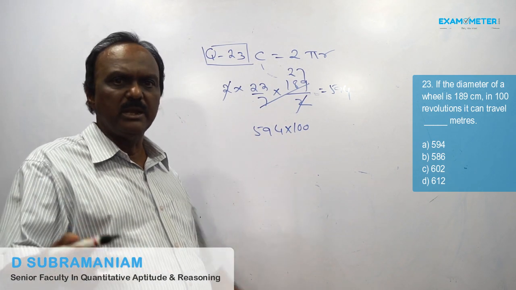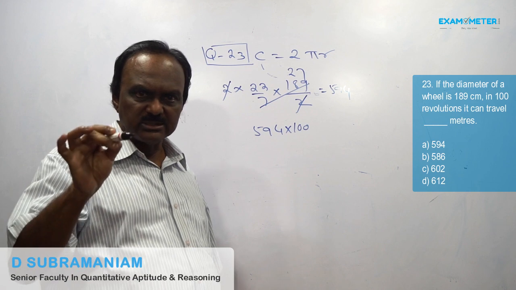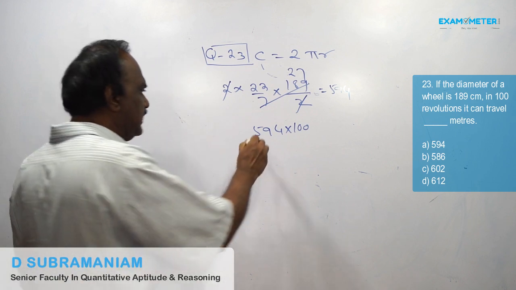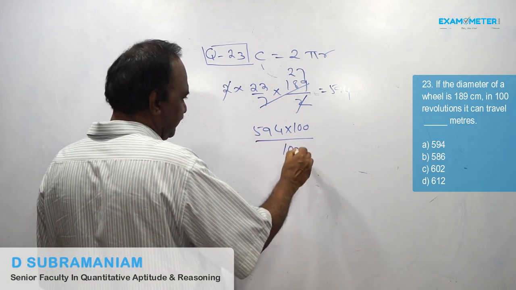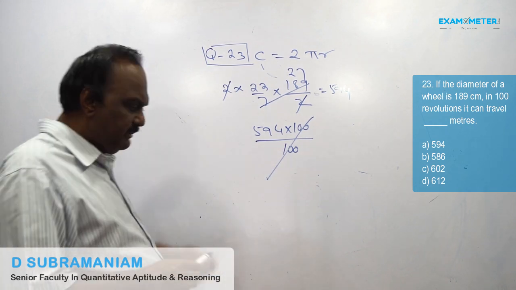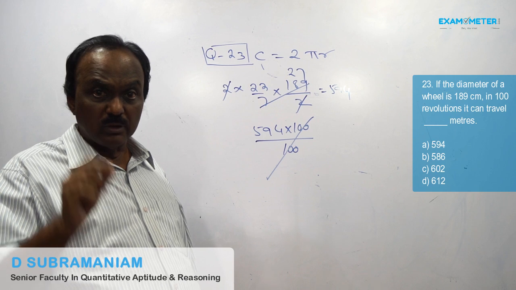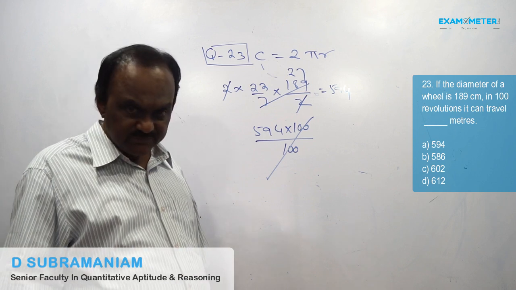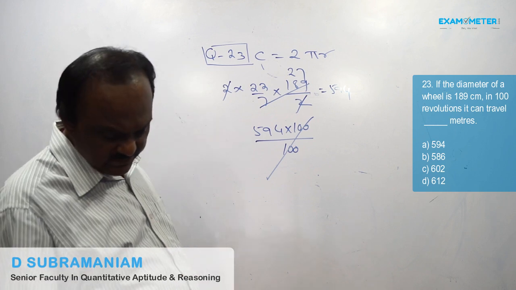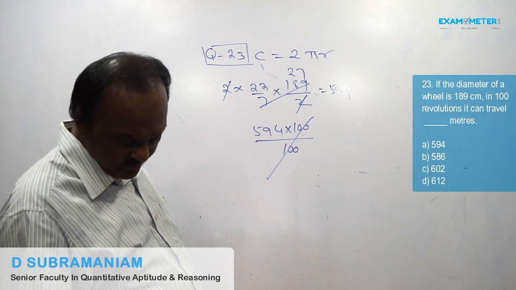For 100 revolutions, multiply by 100. He is asking for meters. 100 centimeter is 1 meter, so divide by 100. So 594 meters. So the answer is 594 meters. That is multiple choice A.